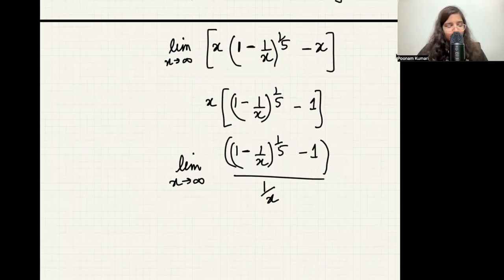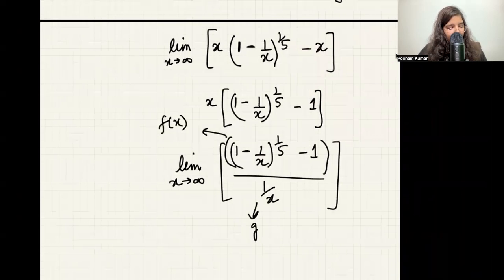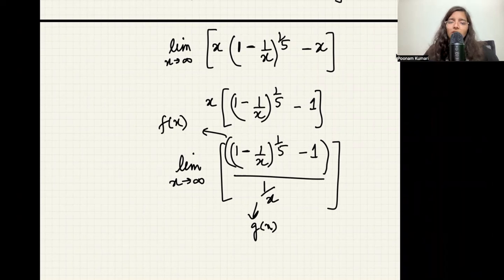I would love to know, I've told you how to go about it. So this is your f(x) function and this is your g(x) function. Now you have to apply L'Hopital's rule here. How do you apply L'Hopital's rule? Just differentiate them and then take the limit as x is tending to infinity. Let me know in the comments what is your answer to this particular question, and I'd be happy to answer whether you have done it correctly or not.